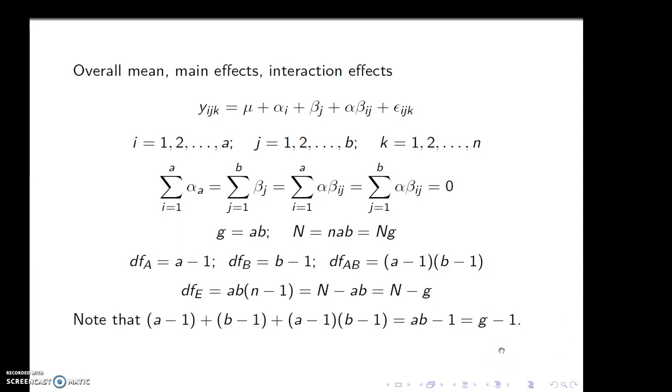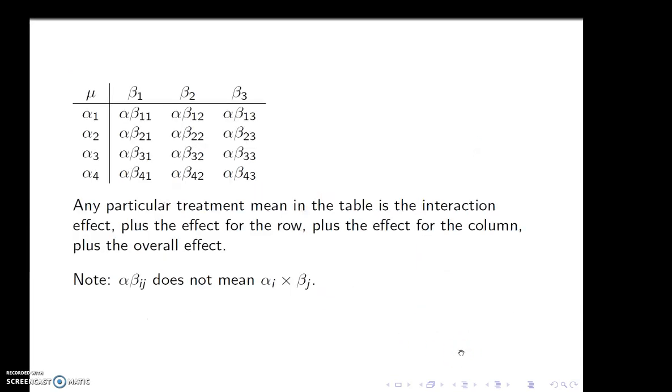So this is why any factorial design, whether it's 2-factor, 3-factor, 4-factor, can just be thought of as the one-way CRD, where we make the number of levels just the combination of factor treatment combinations. Any particular treatment mean in the table is the interaction effect. So first level of A, first level of B gives us our interaction effect for AB11. First level of A, second level of B, alpha beta 1, 2.